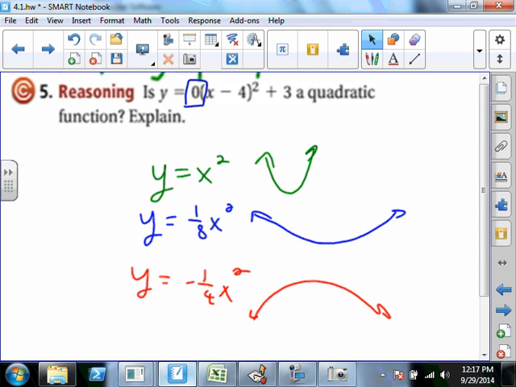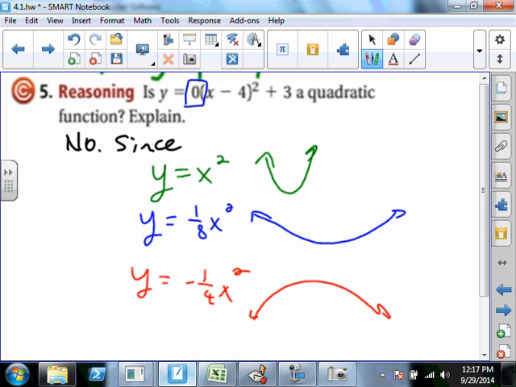I'm hearing no. Why not? Because it's hard to explain, but if the a value is 0, then it's going to wipe out the x squared, and we'll just have y equals a number. And what kind of line is that? It's one that goes straight across. It's a horizontal line. Good. So is this quadratic? No.